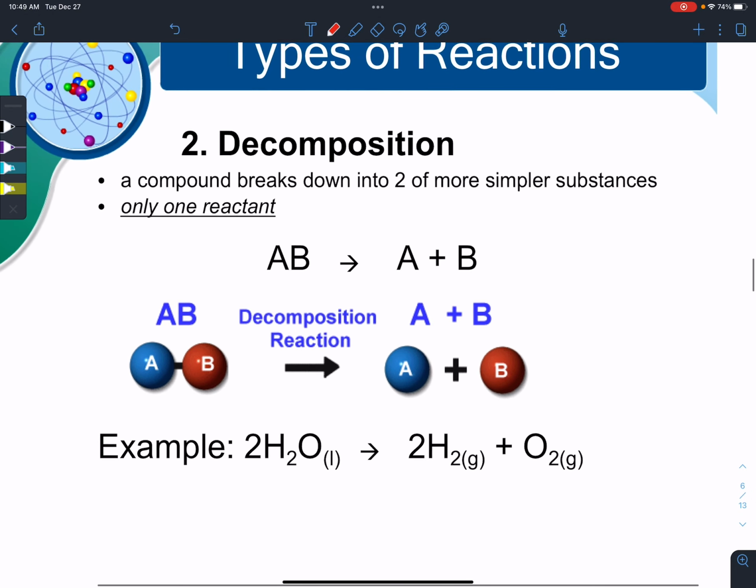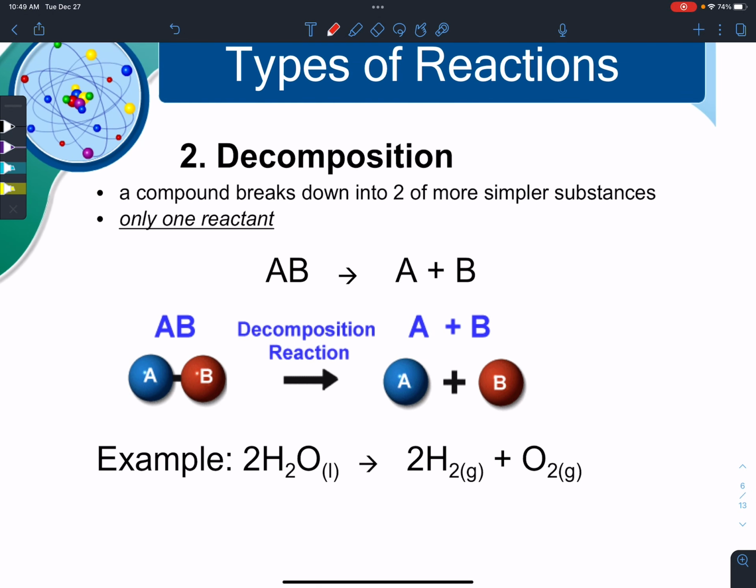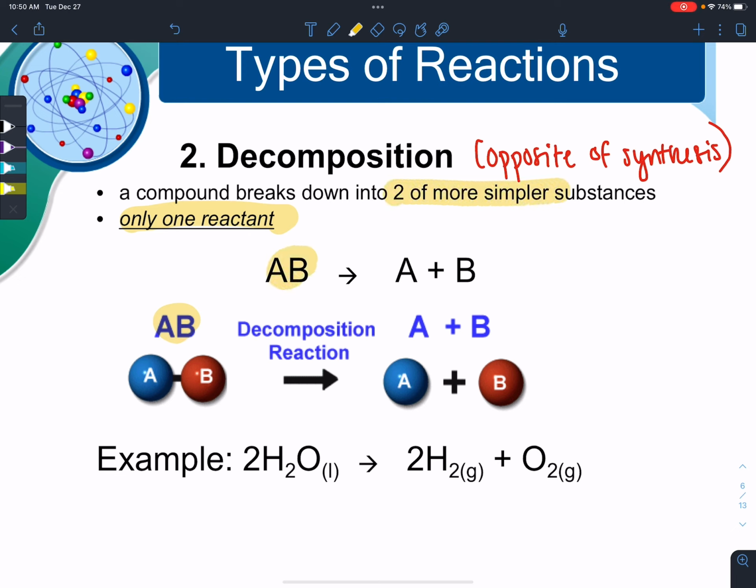The next type of reaction is decomposition, which you can think of as the opposite of synthesis. And I'm going to just jot that down here for you. So if synthesis was taking 2 or more reactants and making one product, decomposition is taking that one and breaking it down. So this time you've got 1 reactant, which here would be AB, and you break it down into 2 or more substances, which is your product.